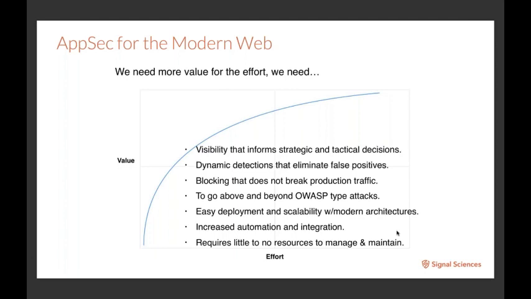So it's visibility that informs strategic and tactical decisions. Dynamic detections that eliminate the false positive problem, blocking that does not break production traffic, to be able to go above and beyond OWASP type of attacks, and we'll dive into these more in a little bit. It has to be easy to deploy and scale with modern architectures. Needs to enable automation and integration, which is important with all the other tools that we work with, and also flat out being able to automate things to help your team scale. And these require little to no resources to manage and maintain.